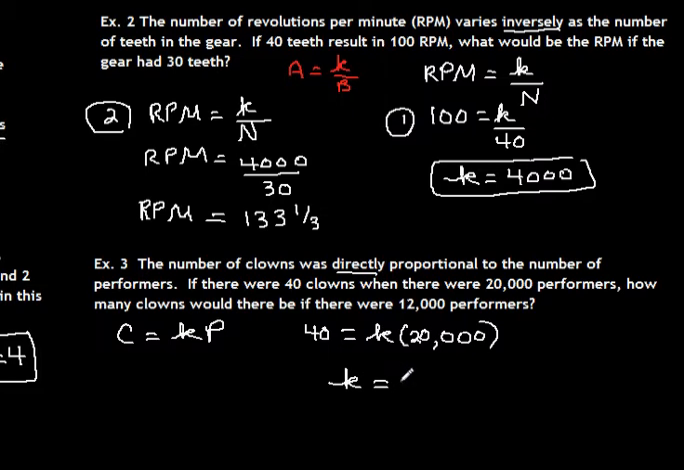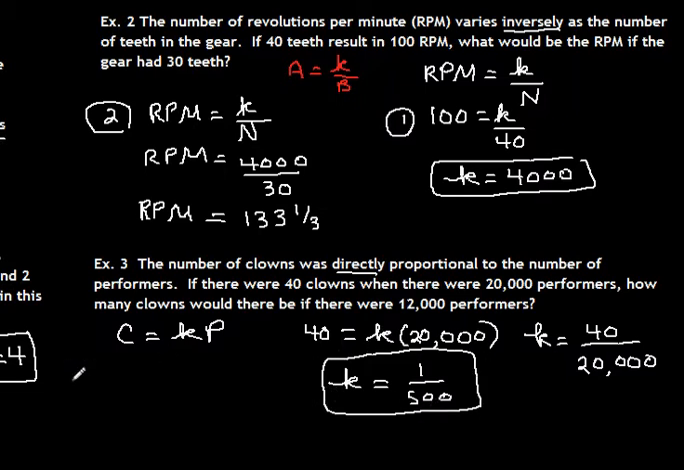So for our constant of proportionality, we get 40 divided by 20,000, and we can reduce that, and it's going to be 1/500. So K equals 40 divided by 20,000, and we get 1/500 if we reduce that. So that's our constant of proportionality, and that's part 1. Part 2, we use the same equation.